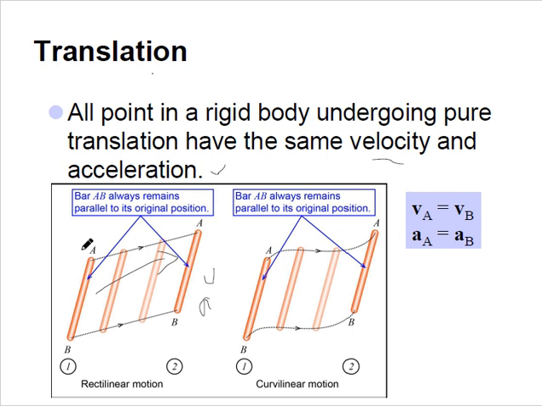Now we're going to put what we understood into a mathematical formula. Velocity of A is equal to the velocity of B. That is just showing you points. There are a gazillion points on that body AB, and we're just writing two points. The acceleration of A and B is the same thing.